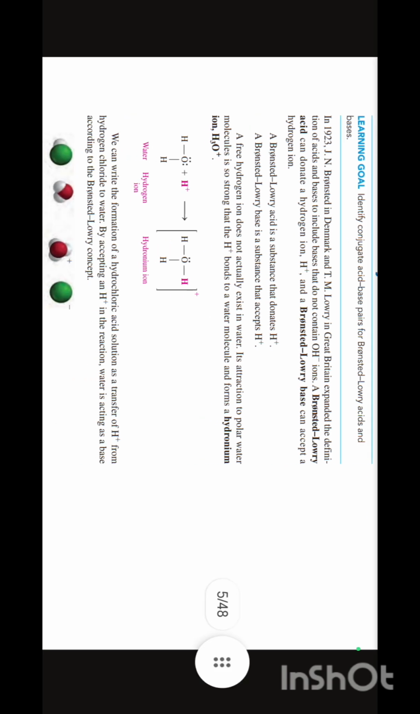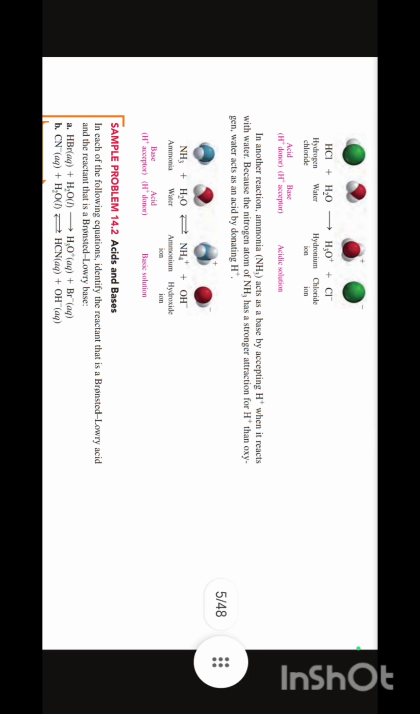Its attraction to polar water molecules is so strong that the H+ bonds to a water molecule and forms a hydronium ion, H3O+. Like water plus hydrogen ion, it forms a hydronium ion. We can describe the formation of a hydrochloric acid solution as a transfer of H+ from hydrogen chloride to water. By accepting an H+ in the reaction, water is acting as a base according to the Bronsted-Lowry concept.